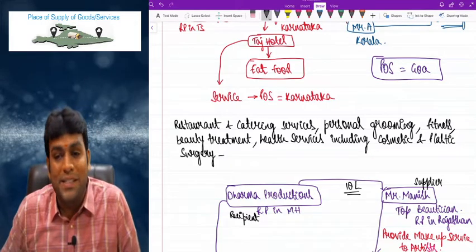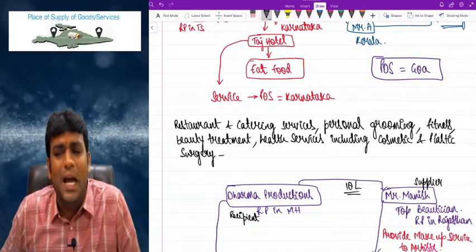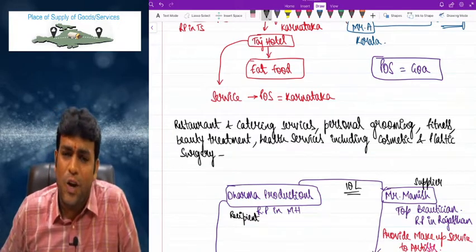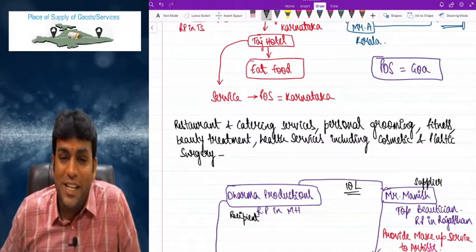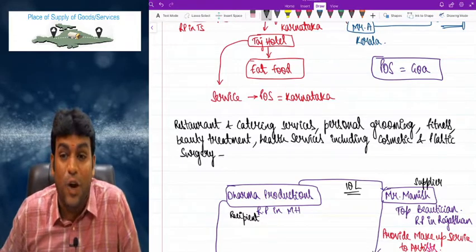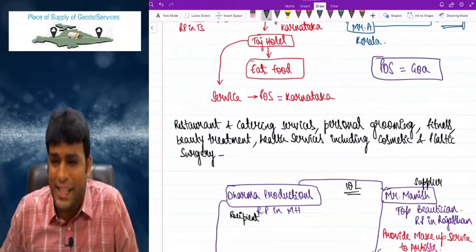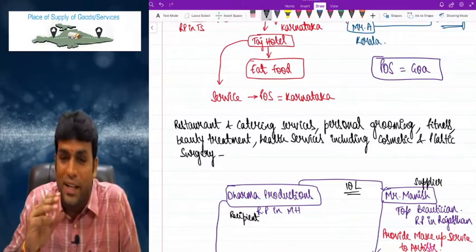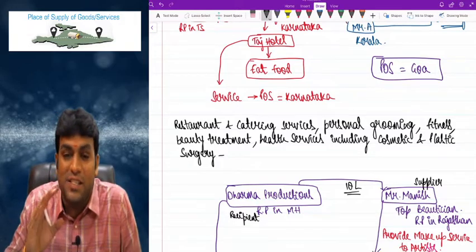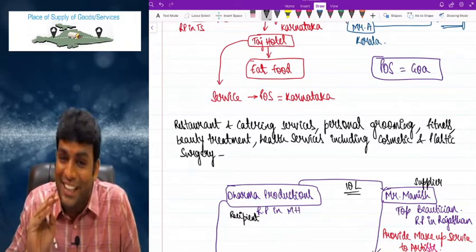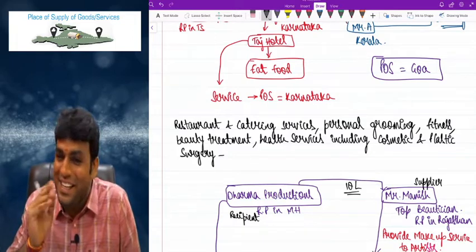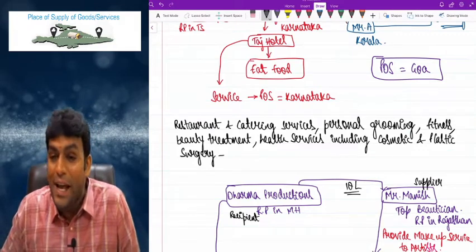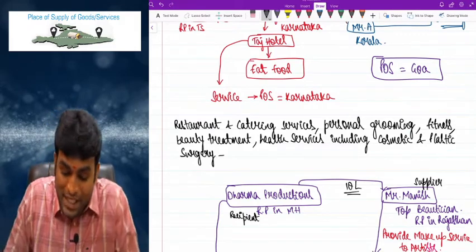Example, let's say a person is going on a bike. When he is going on a bike, unexpectedly he met with an accident. When he met with an accident, the face got completely damaged. So obviously, as a part of treatment, the doctor will do something called plastic surgery. In that case it is exempt. That means if you get cosmetic or plastic surgery as a part of treatment, it is exempt. But if you get cosmetic and plastic surgery as a part of overaction, then it is taxable. As simple as that. See now, restaurant and catering services, personal grooming, fitness, beauty treatment, health services, including cosmetic and plastic surgery.